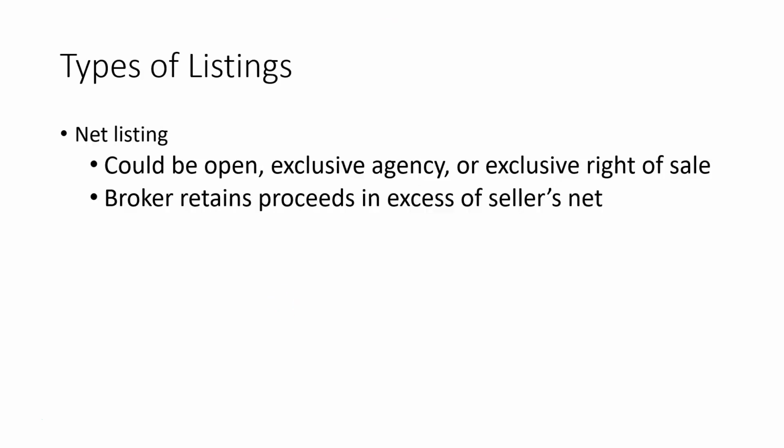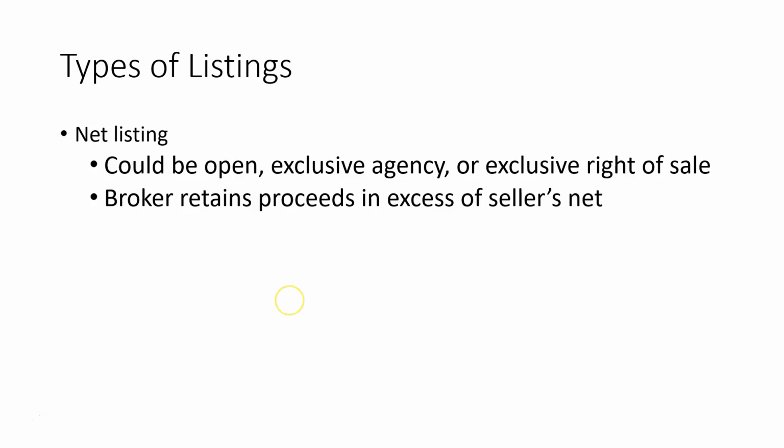We could have a net listing. A net listing can be open, exclusive agency, or exclusive right of sale. And this is basically where the broker retains any excess proceeds or in excess of the seller's net. The seller comes to the broker and says, hey, I want $120,000 for my property. Anything you can get more for it, you can keep. Well, that can be a bit dodgy because the broker may recognize that the home is worth a lot more than the normal commission, and he could end up defrauding the seller out of a lot of money.